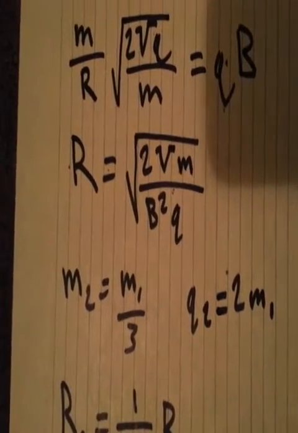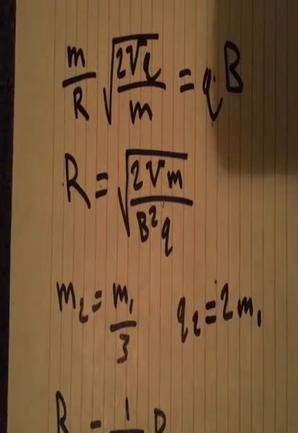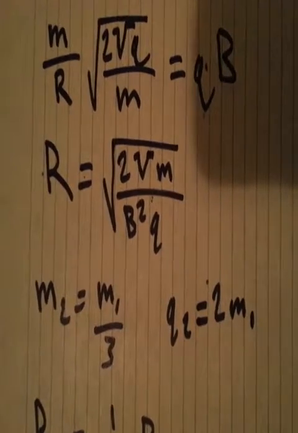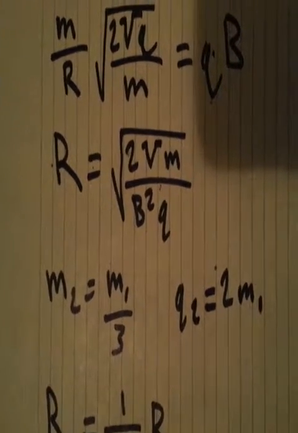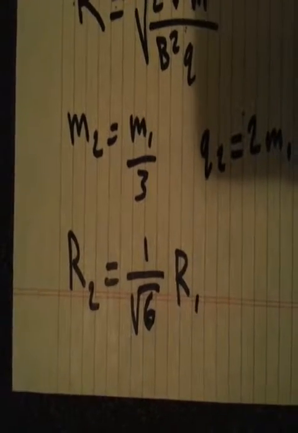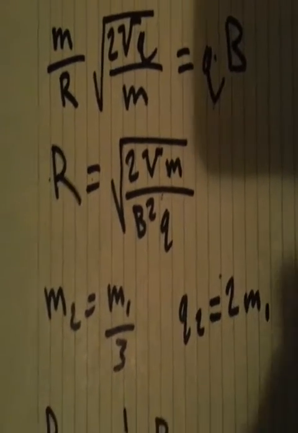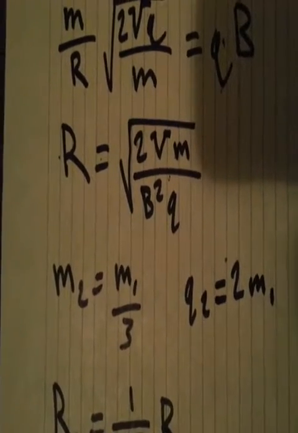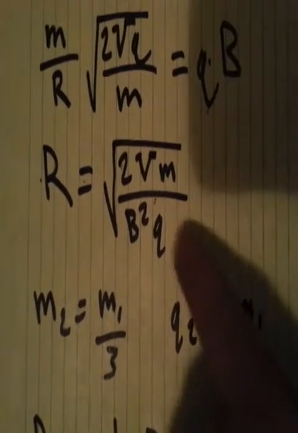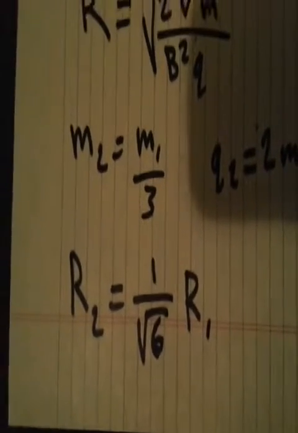And since we know that m2 equals m1 over 3 and q2 equals twice, that's supposed to be q1, sorry, we can say that r2 will be equal to 1 over the square root of 6 times r1. We can say this because if we plug in m over 3 for m, and we plug in 2q for q, we can pull out 1 over root 6 from that equation.